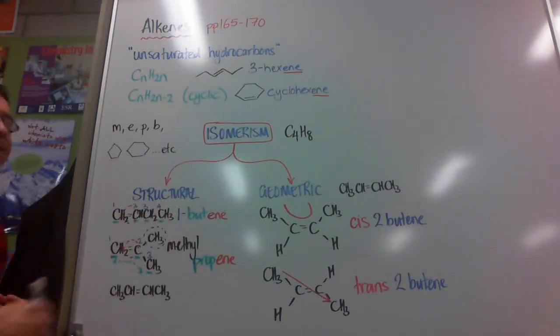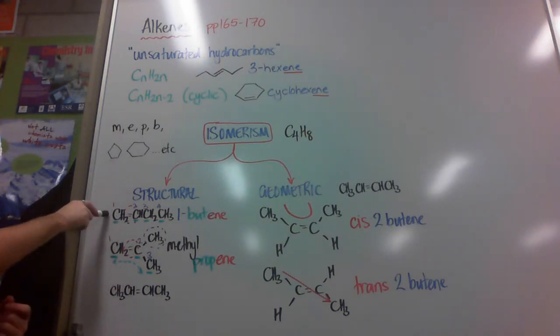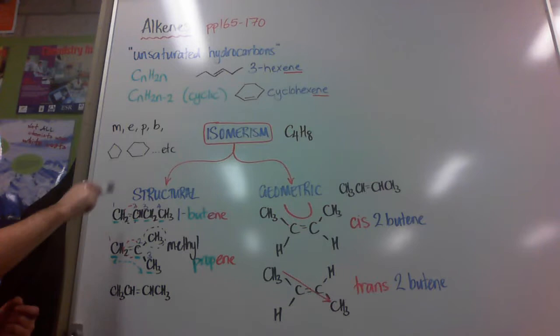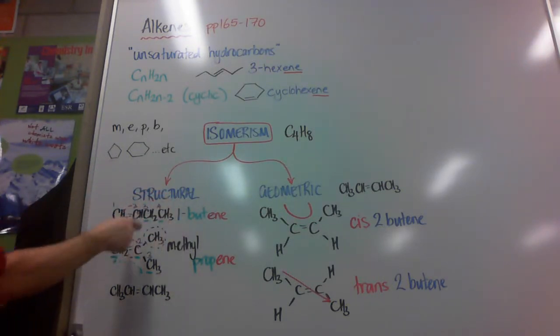This one here doesn't have geometric isomerism because it's got 2 hydrogens on that 1 carbon. So it can't have geometric. I'll show you why that's important in a moment. Okay, and next one I've done is I've actually ripped off this CH3 and put it somewhere else.